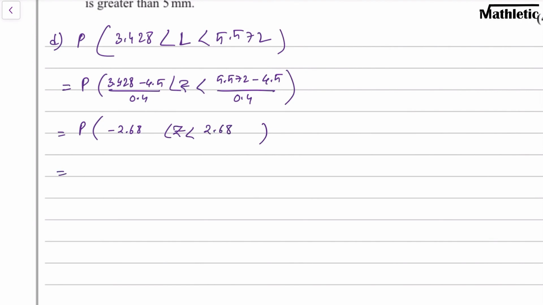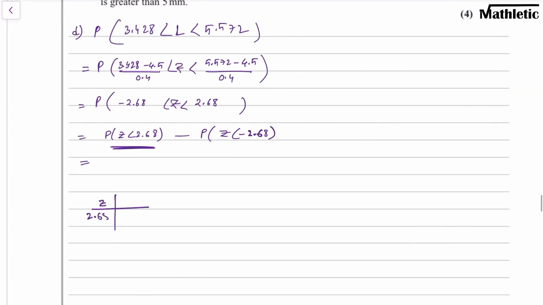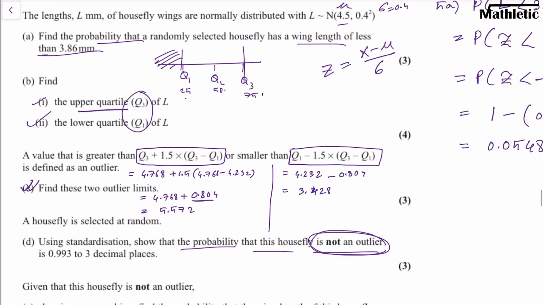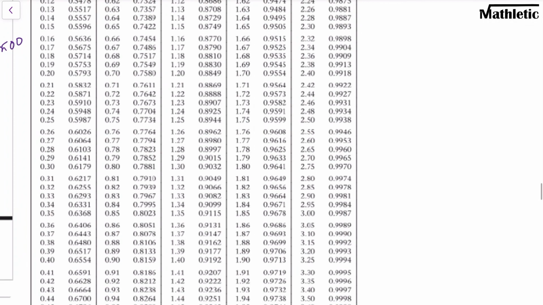So this is actually probability of z less than 2.68 minus probability of z less than minus 2.68, as in we need to take the values in between, right? So upper minus lower, that's it. So this value you can pick from the table. For z 2.68, we will just pick the value of the probability.